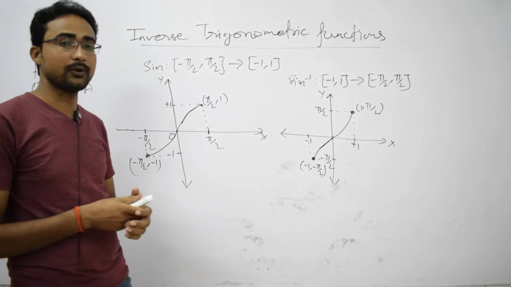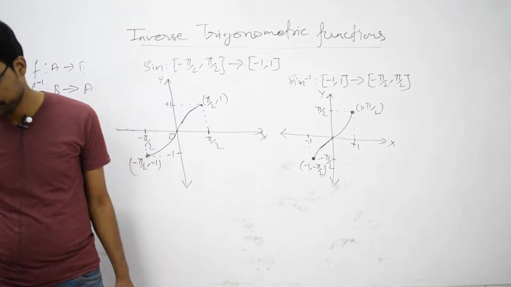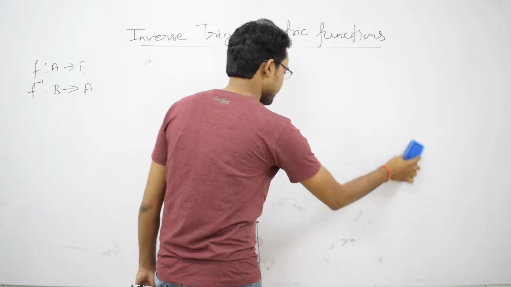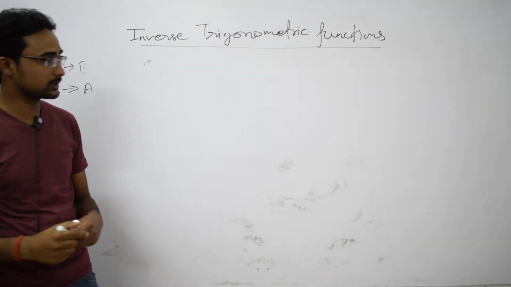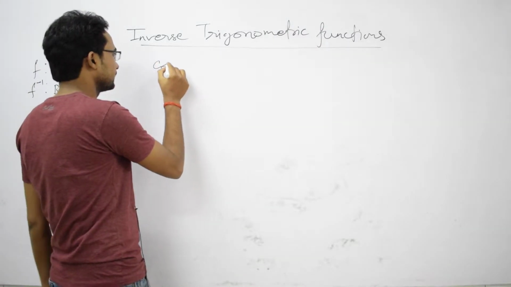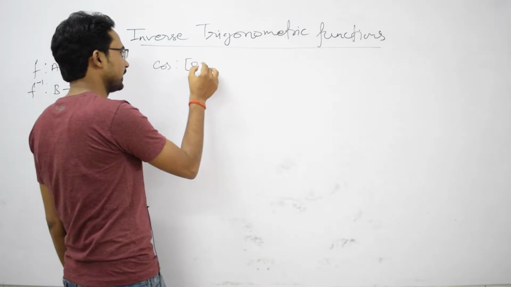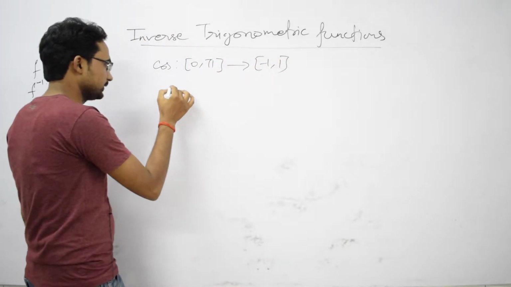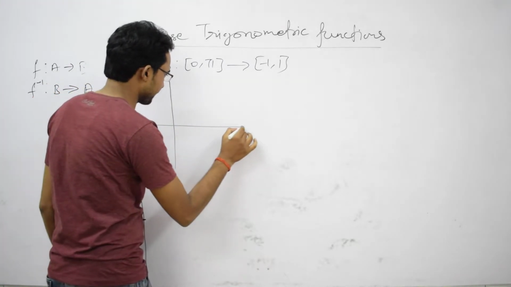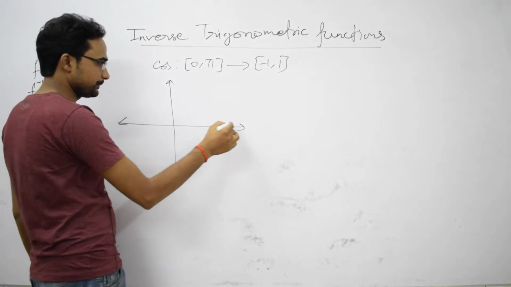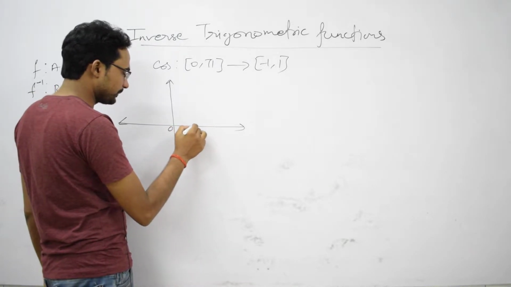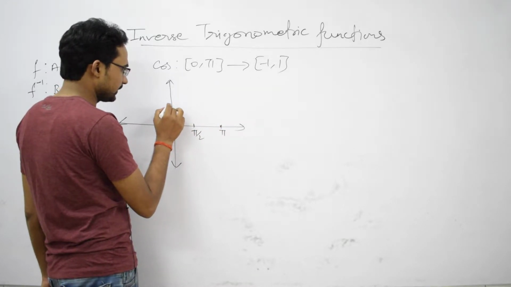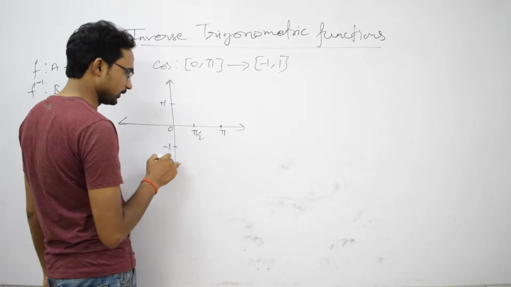Okay. Now, let us see the graph of cos and cos inverse. So, cos is defined from 0 to pi, to minus 1 and 1. So, let us just represent the angle on the x axis: 0, pi by 2, and this is pi, and the value here is plus 1 and this is minus 1.